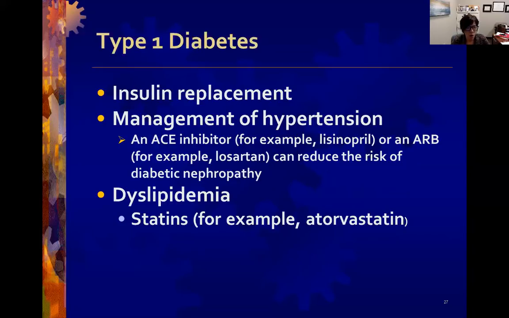So type 1, all type 1s need insulin replacement. You want to manage their hypertension. ACE inhibitors, for example, or an ARB can reduce the risk of diabetic nephropathy.